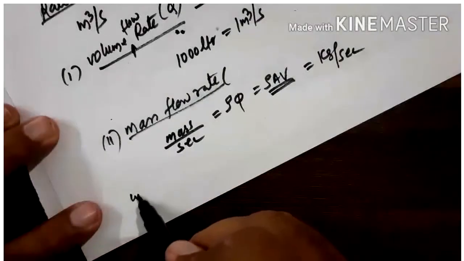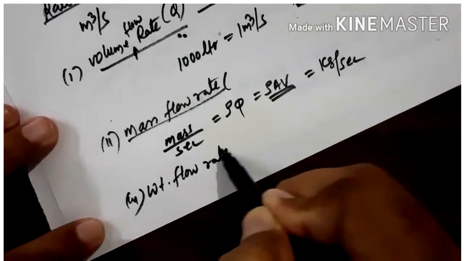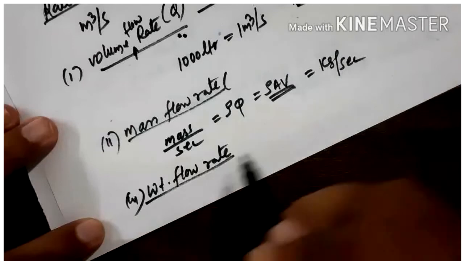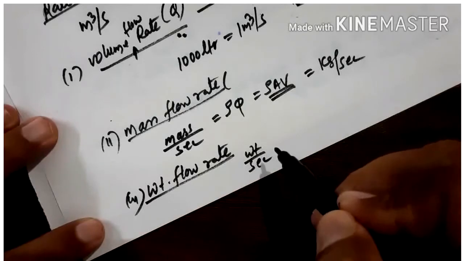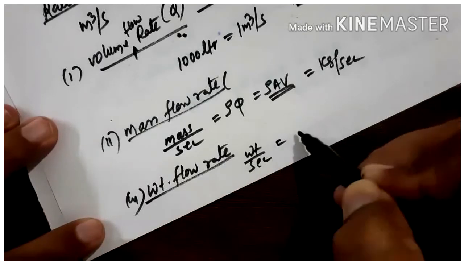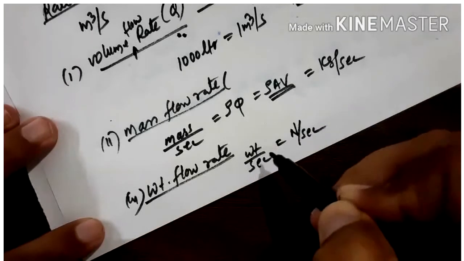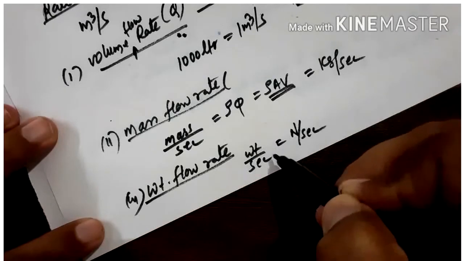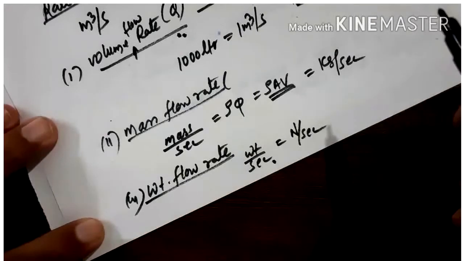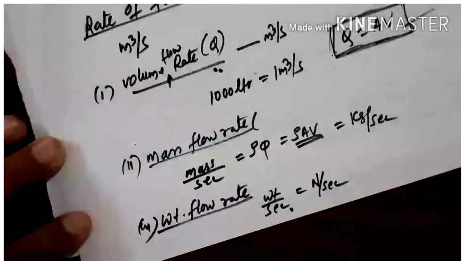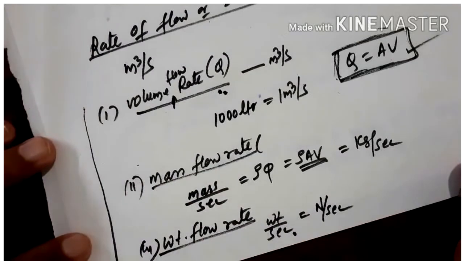And the third one is the weight flow rate. How can it be defined? It is weight per second, that is, the weight of fluid flowing across a section per unit time. Its unit is Newton per second. The weight of fluid flowing across the section per unit time is called the weight flow rate. So these are some basic things which we will be using in the impact of jet chapter.